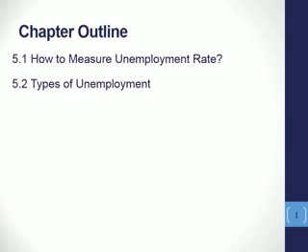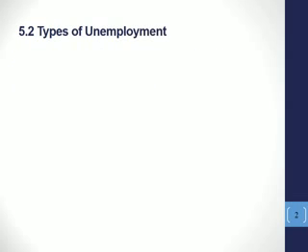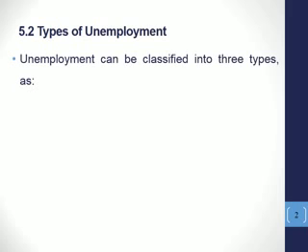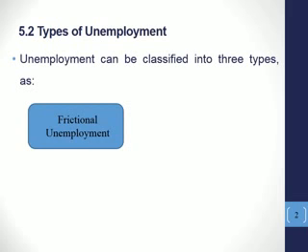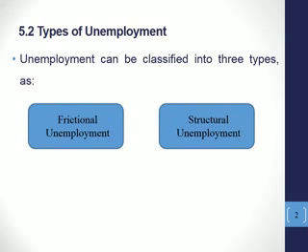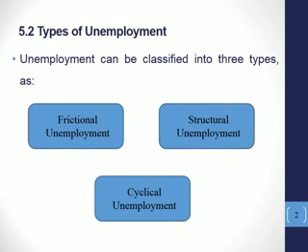What are the different types of unemployment? We have three main types of unemployment. What are the three types? Frictional unemployment, structural unemployment, and cyclical unemployment. So let's start with frictional unemployment.